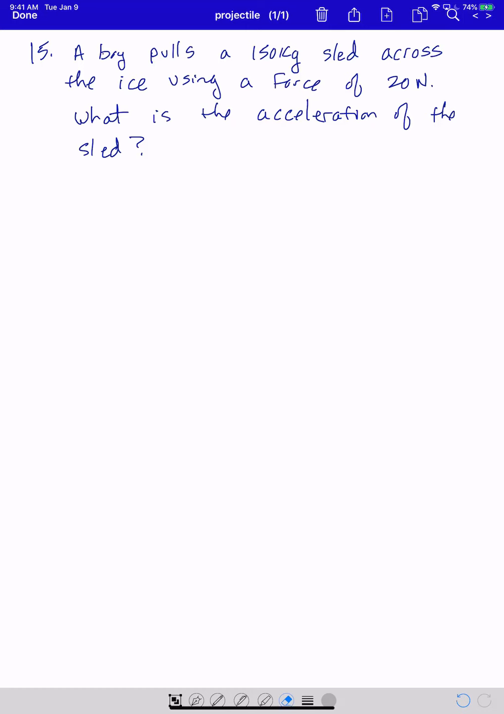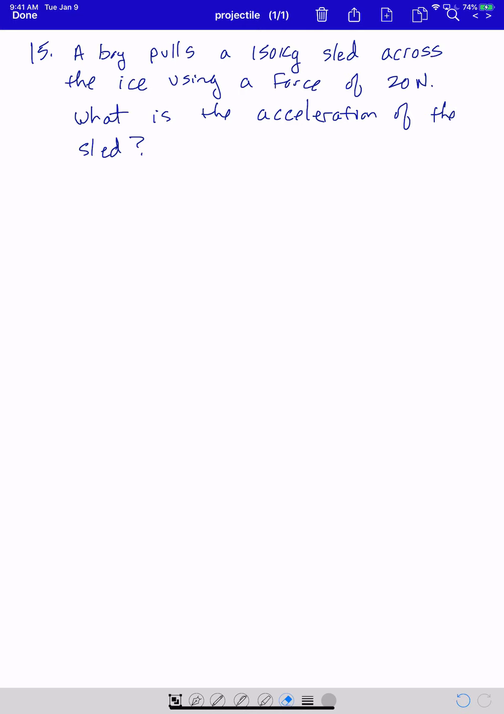Okay, let's do a very simple force question. This is number 15 from the week 2 study guide. A boy pulls a 150 kilogram sled across the ice using a force of 20 newtons. What is the acceleration of the sled? So, pretty simple question. We'll draw a very quick and easy picture.